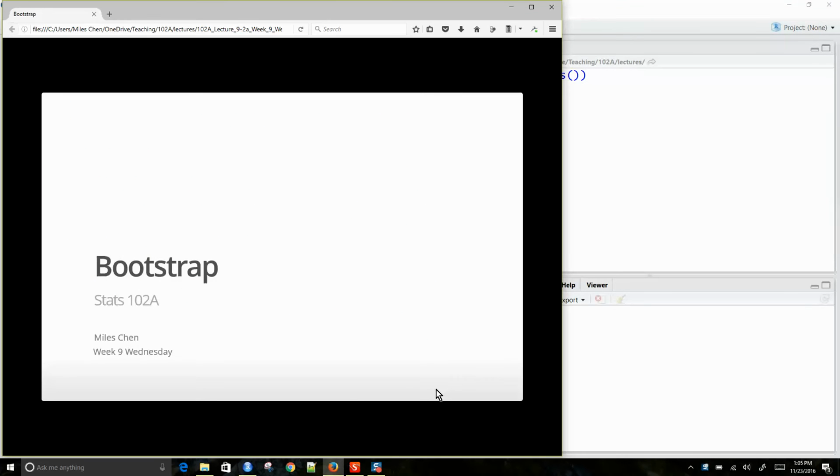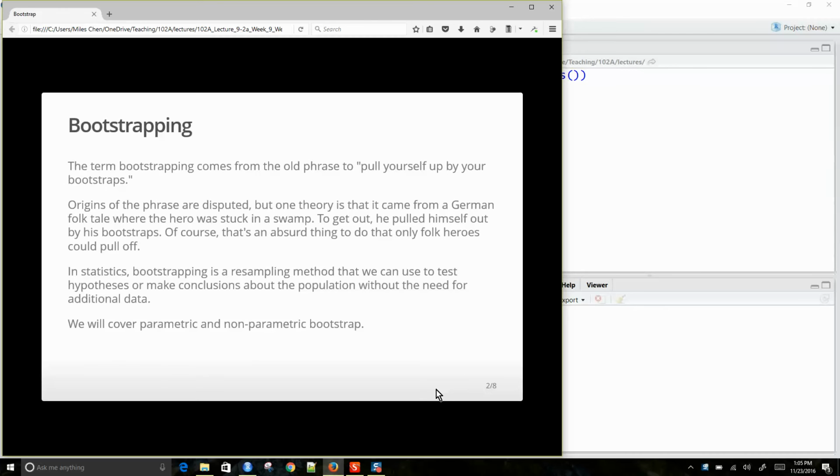Okay, so today we're talking about Bootstrap. And the term bootstrapping comes from that phrase to pull yourself up by your bootstraps, okay? And origins of that phrase are disputed. One theory is that it came from a German folktale where the hero was stuck in a swamp, and to get himself out, he pulled himself up by his bootstraps, okay? And that's of course an absurd and ridiculous thing to do, but if you're a folk hero, you can do stuff like that.